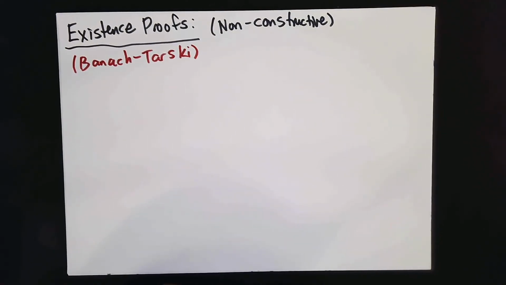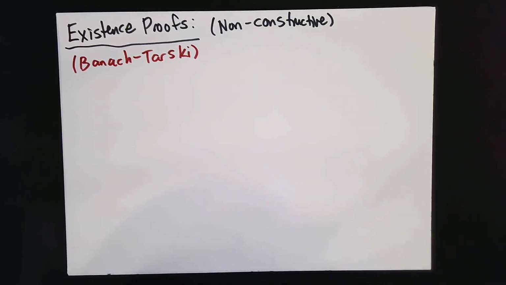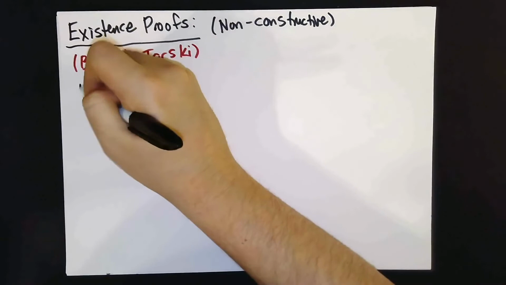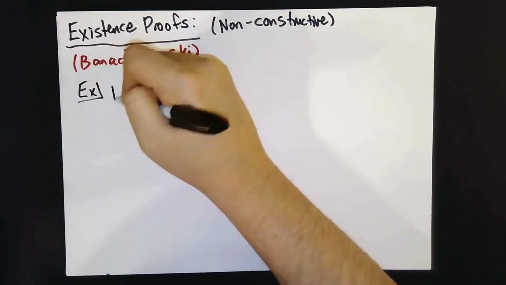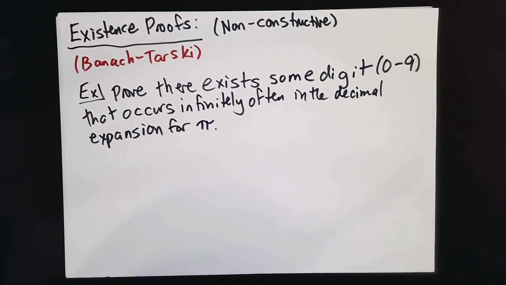So I'll do two examples of existence proofs. One to convince you that this idea isn't actually that crazy, and then one to show you how it actually works, and then I'll hint at one last one that we'll talk about later. So here's the statement. There's some digit, by which I just mean one of those 0 through 9 things that shows up on a number pad, that occurs infinitely often in the decimal expansion for pi.